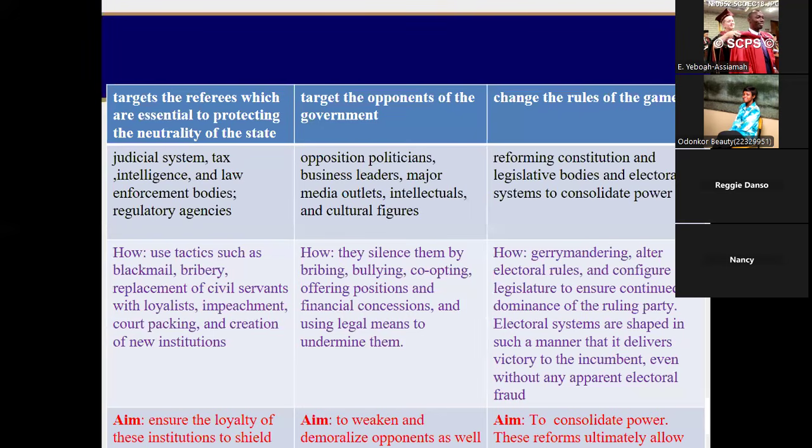Or they use legal means to undermine you. Small thing, they take you to court. They take you to court, they fine you, they restrict you. You don't have access to social media again. Stay off social media. Don't be talking. I mean, this is how they target the opposition. The aim is to weaken and to demoralize opponents as well. They want to demoralize. Now, by the time you come back, Charlie, you will not be strong again.